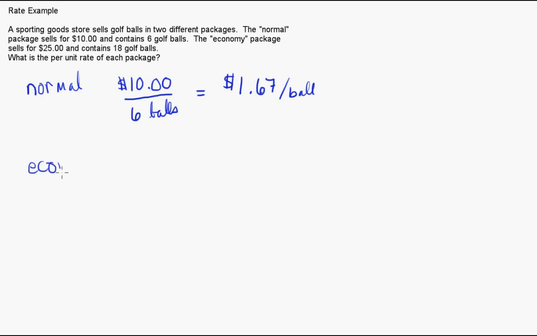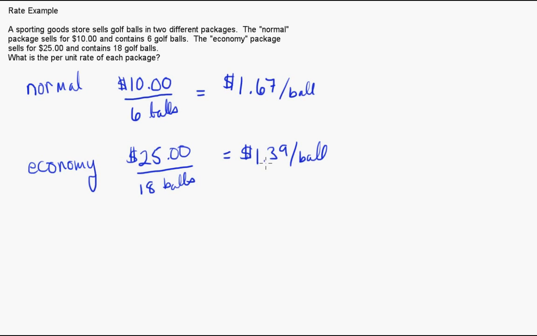Looking at the economy package, it sells for $25 and it contains 18 balls. When we divide 18 into 25, we get $1.39. And again, that's per ball. So you can see for rates, we have two different units. We have dollars and the balls. Dollars and balls.